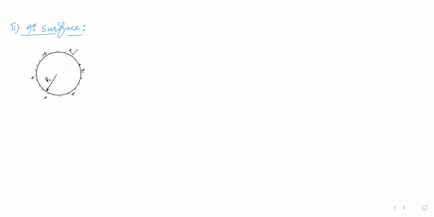This is your Gaussian surface, which also touches the surface of this sphere. If the Gaussian surface touches the sphere, then we can say the radius of this Gaussian surface, small r, is equal to the radius of the sphere, capital R. Do you understand, Nawal? Yes, sir. Okay.